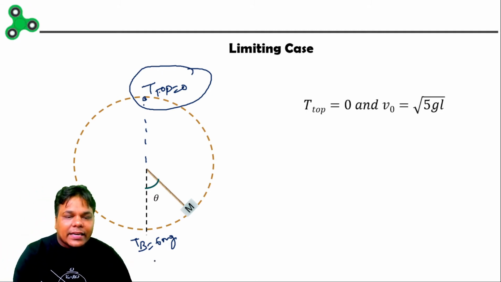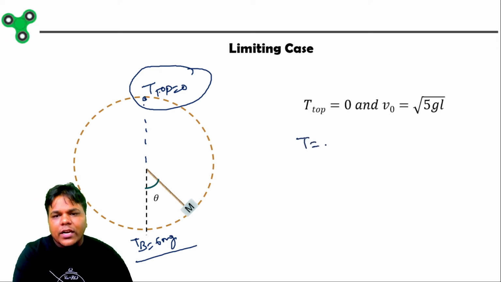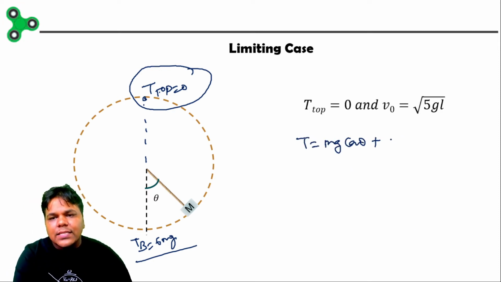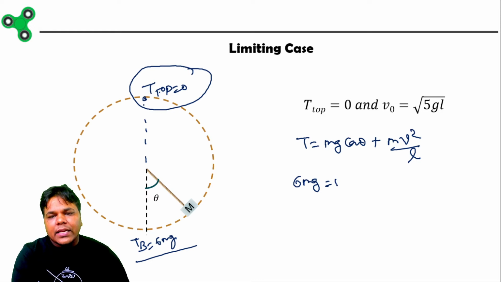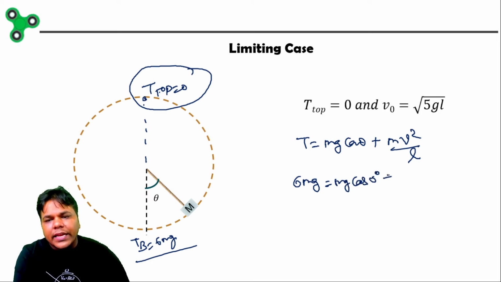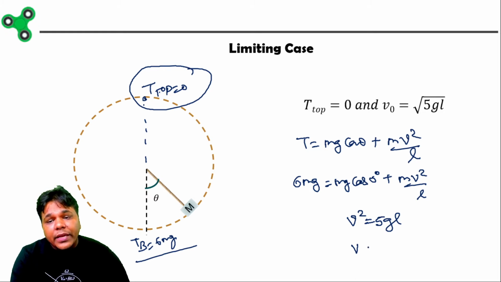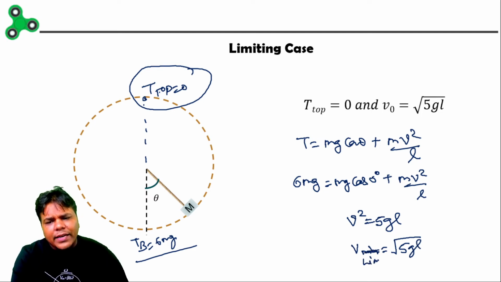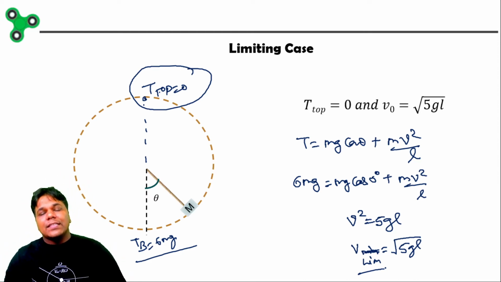Now, what we can see, tension at the bottommost point is 6 mg, and we have a wonderful formula: T is equal to mg cos theta plus mv square by L. So let's say tension at the bottommost point is 6 mg, equal to mg cos 0 degree plus mv square by L. So v square is equal to 5gL. That means the minimum velocity, as you can see, should be root 5gL. In place of minimum, I prefer to say limiting velocity. That is the limiting case, right? So velocity must be equal to root 5gL.